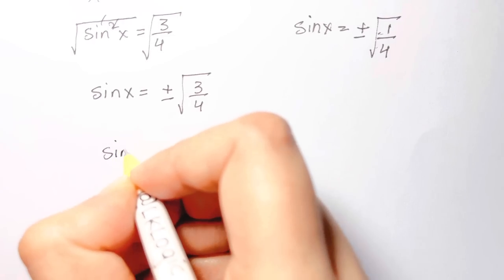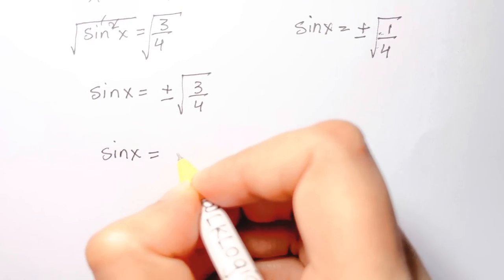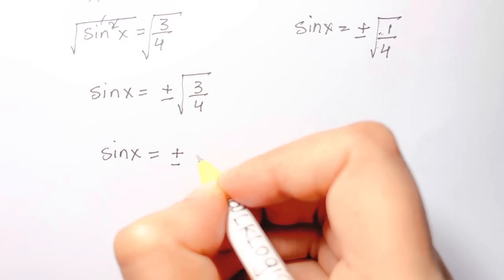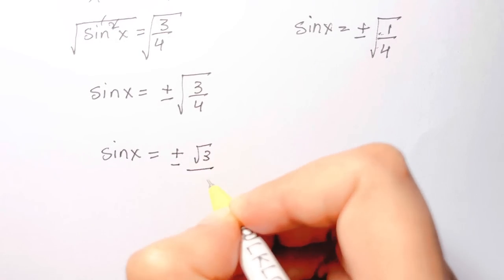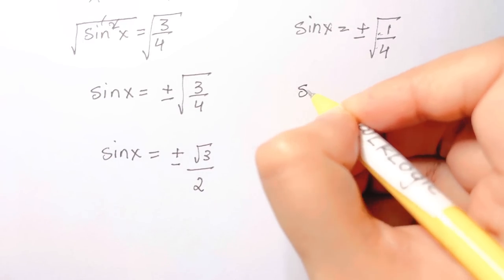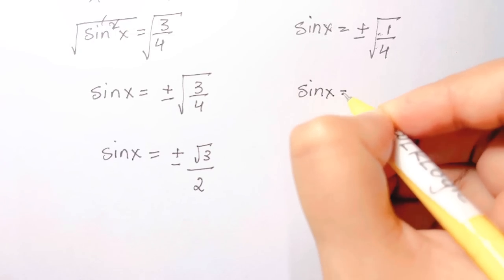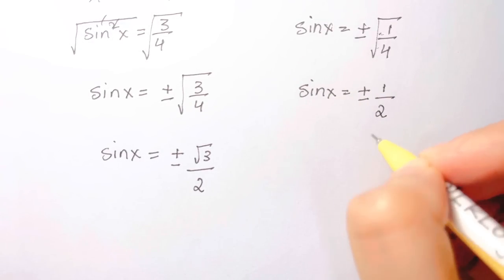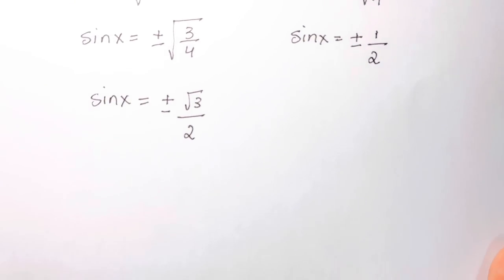Here sine x is equal to plus or minus square root of 3/2. And here sine x is equal to plus or minus 1/2. Now we need to find the values of x.